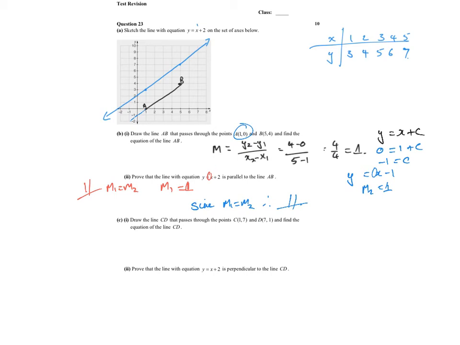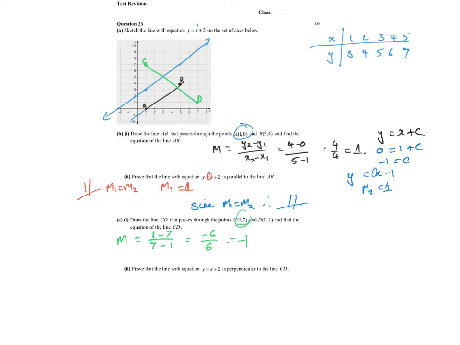Draw the line CD that passes through, let's go green, (1, 7) and (7, 1). (1, 7) is up there, (7, 1) is there. So if I draw that line, I've got that. So that's CD. Find the equation of that line. Okay, so again, I need the gradient. M is equal to y2 minus y1 over x2 minus x1, which is equal to negative 6 over 6, which equals negative 1. Seems reasonable, at least the green line's got a negative slope.